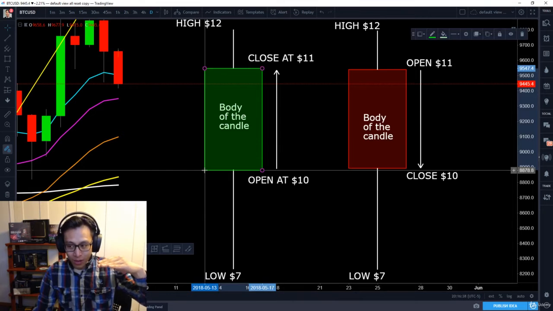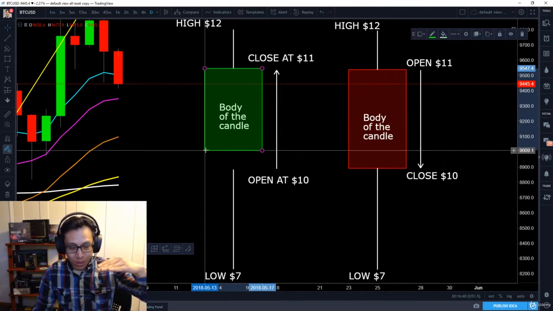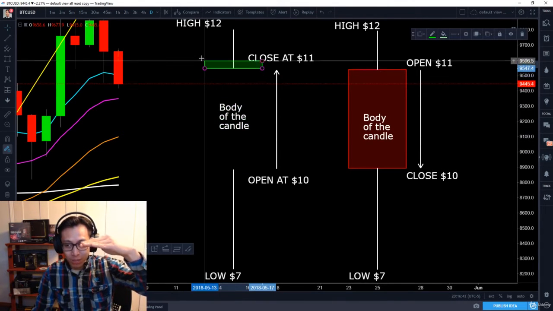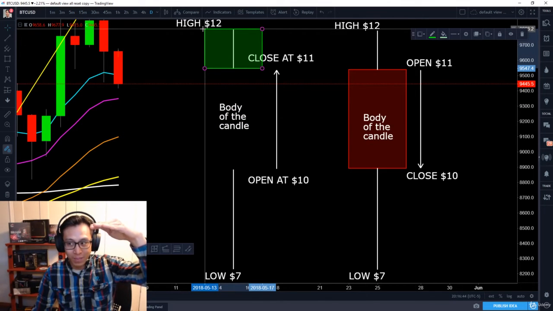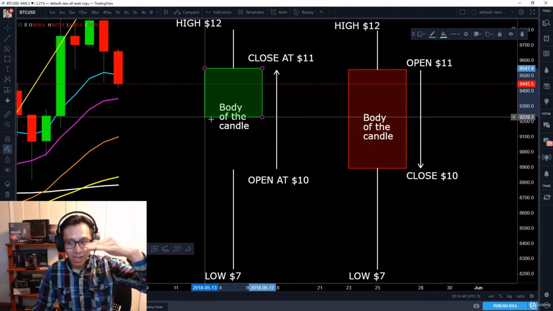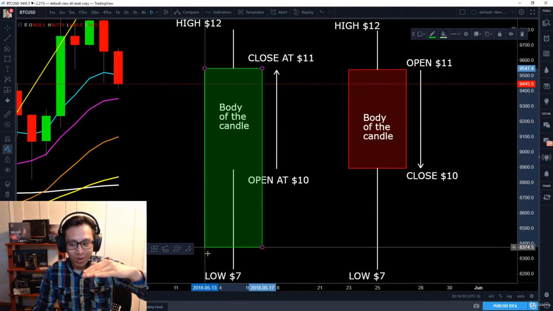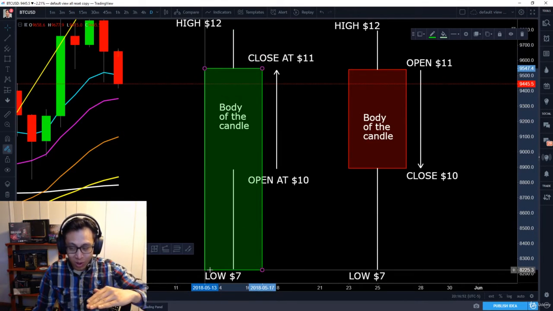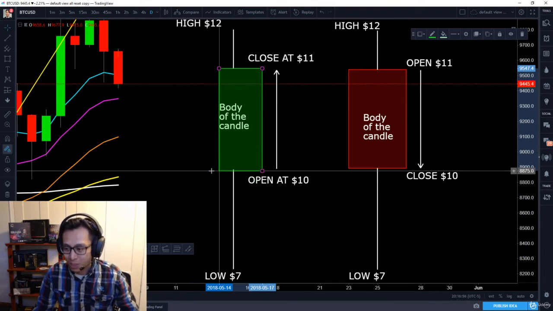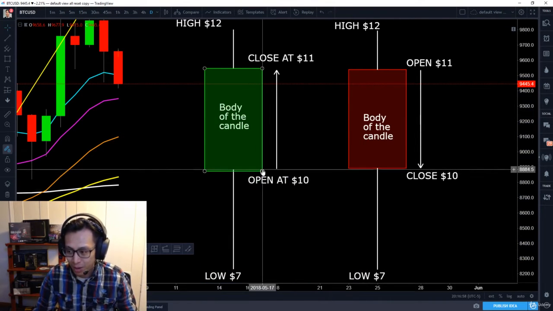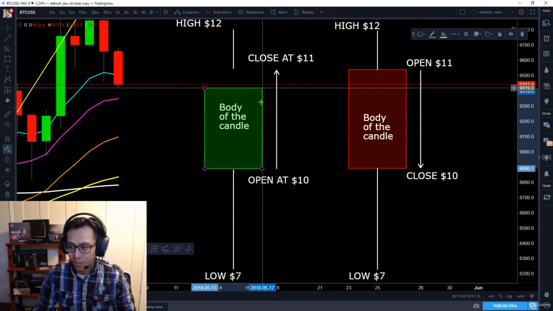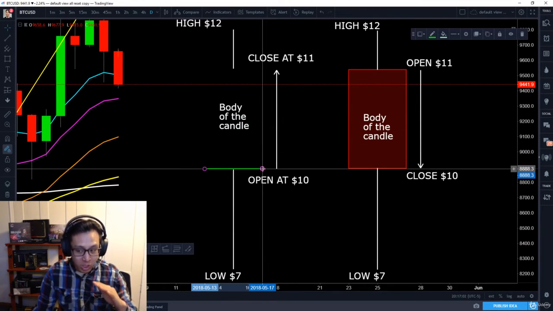Opened here. And then what ended up happening was the bulls pushed it up first, pushed it up like that, but then it came all the way back down here first to a low of $7. Actually, I shouldn't be talking about it from that perspective. My apologies, okay? I should be talking about it from this one right here. Let's backtrack just a second.